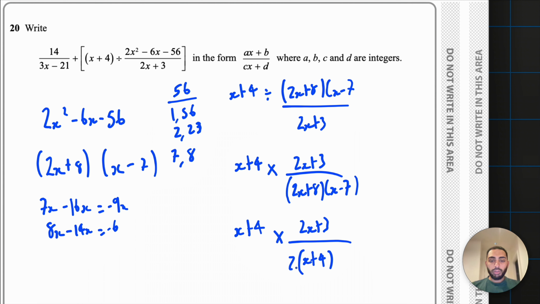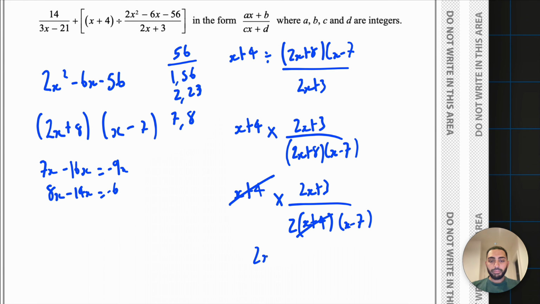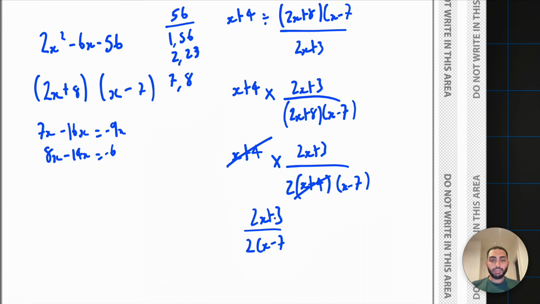So we need 2 on the outside, and that x minus 7 is still there. So now because I'm cross cancelling, I can cancel that out with that. And that leaves me with 2x plus 3 over 2 brackets x minus 7. So that's all of that bit done. We just need to concentrate on this 14 over 3x minus 21.